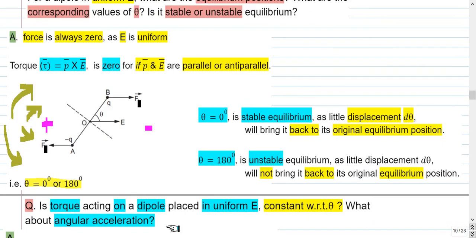Let's consider the next question. Is torque acting on a dipole placed in uniform electric field constant with respect to the position theta? What about angular acceleration? You can pause and attempt this question.